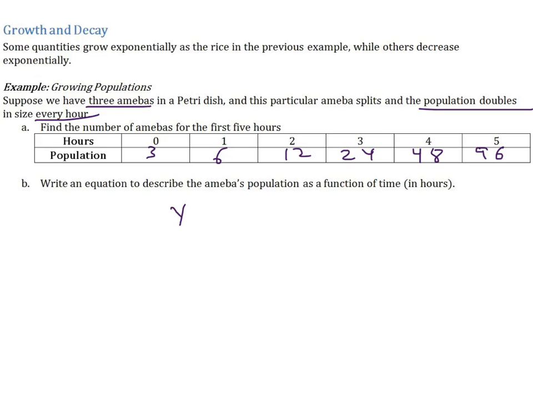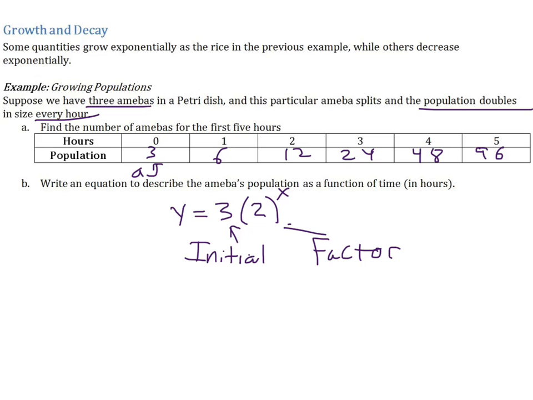Well, if we have y equals, our initial population is 3, so this is going to be our a value. And then our growth rate is 2 to the x. So that's our function, our initial value here. And we have our growth factor here. All right, and if you test it out, it'll work, because this is just 3 times, let's see here.